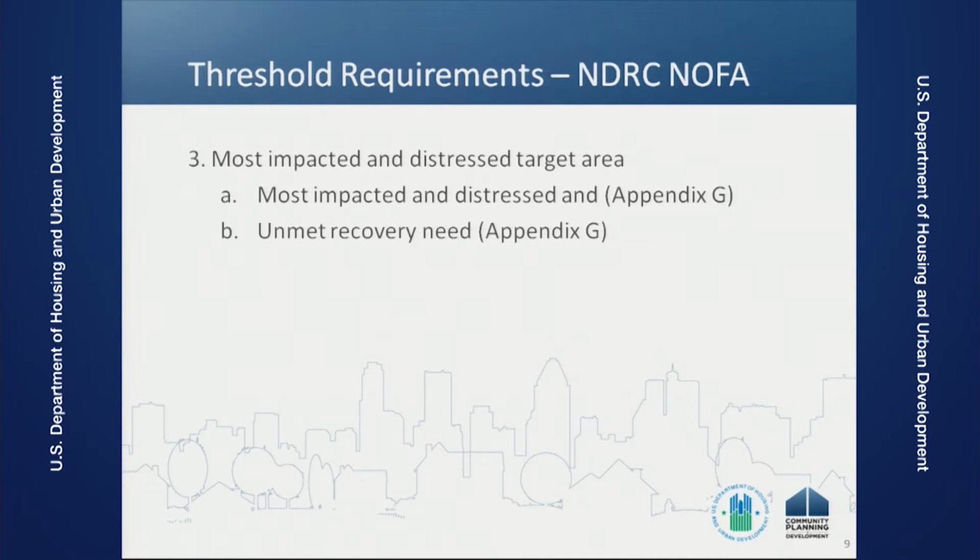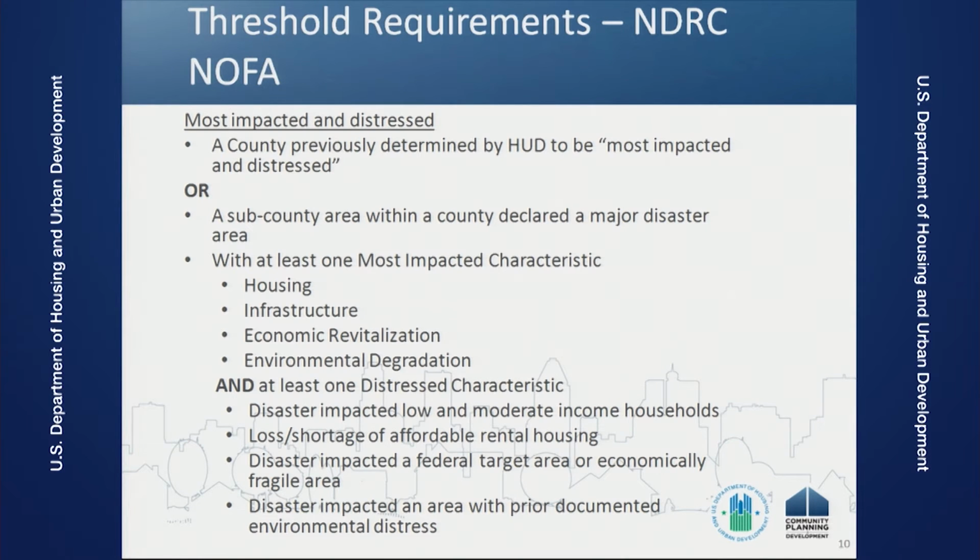All applicants need to demonstrate both components of this threshold by submitting a response in the format required by Appendix G. Even applicants that took advantage of the 45-day window and submitted a written response for HUD review of these thresholds must submit a response in the format required by Appendix G, regardless of the response you received back from HUD. Now we'll divert our attention and take a quick look at the two components of this threshold, the most impacted and distressed and unmet recovery need components.